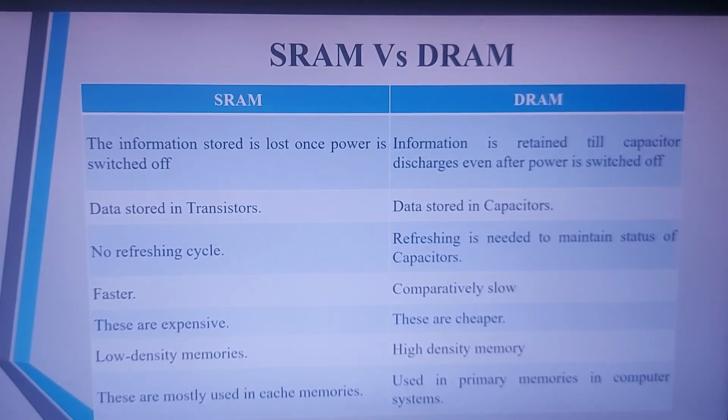So SRAMs are used wherever we need low density memories, and DRAMs are used when we need high density memories. Whenever we need high density, it means the number of cells per given area will be very high. That's why it is called high density memories. SRAMs are mostly used in cache memory implementation, which is on chip in the CPU itself. And DRAMs are used in the primary memory in the computer, which is a separate peripheral interfaced with the processor.